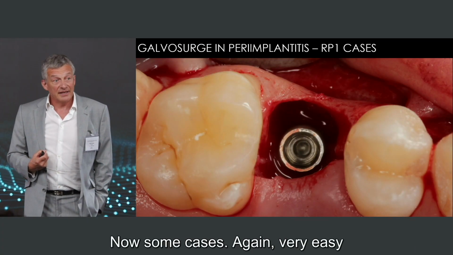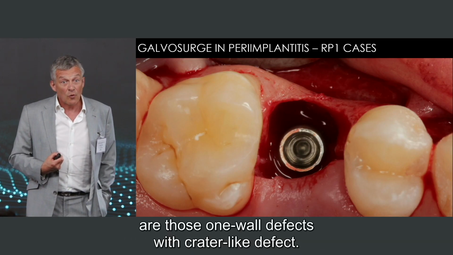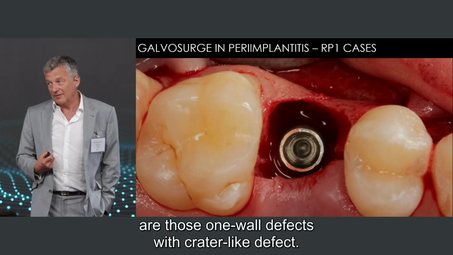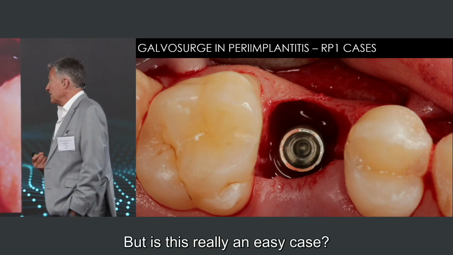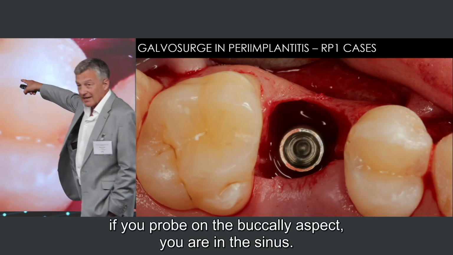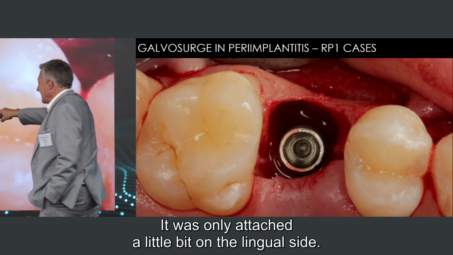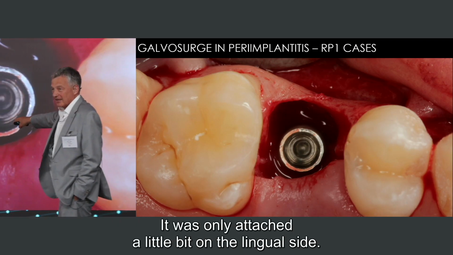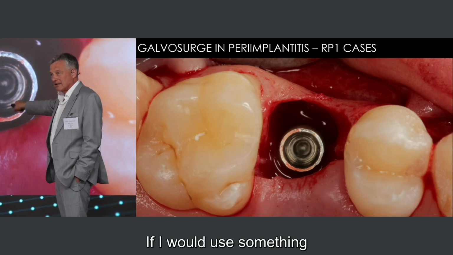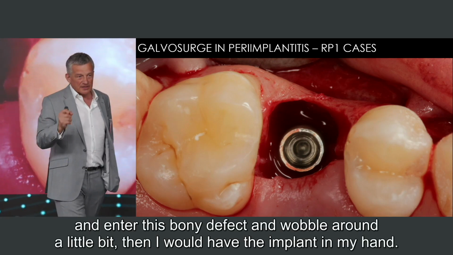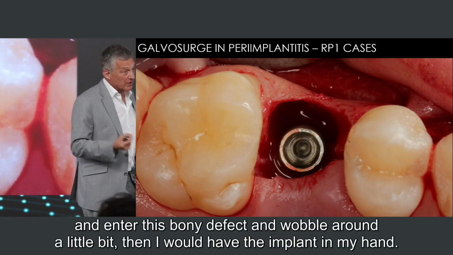Again, very easy are those one-wall defects with crater-like defect. But is this really an easy case? If you probe on the buccal aspect, you are in the sinus. It was only attached a little bit on the lingual side. If I would use something and enter this bony defect and wobble around a little bit, then I would have the implant in my hand.